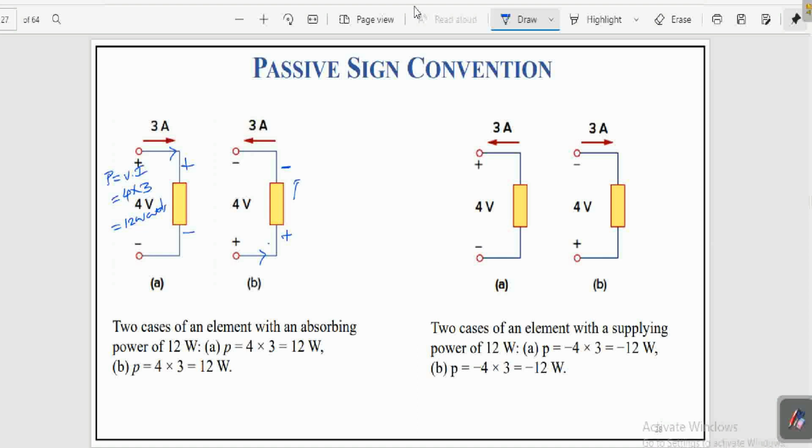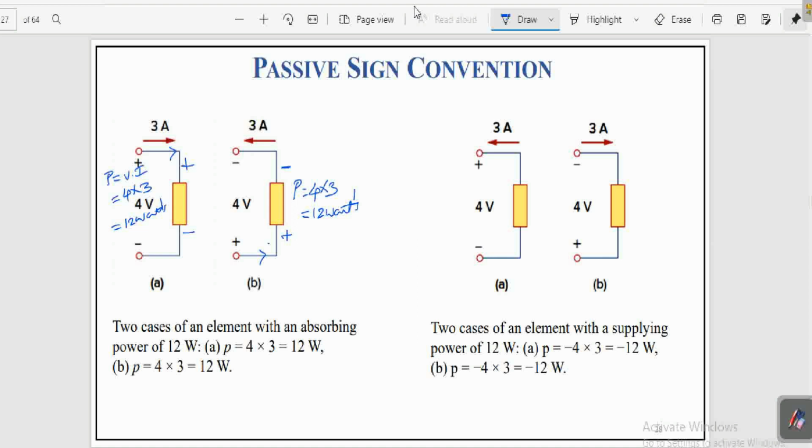Then power is again 4 into 3, which is equal to 12 watts. So here the power is positive. For A and B, in both cases the elements are absorbing power. This element is absorbing power, and this is also absorbing power.